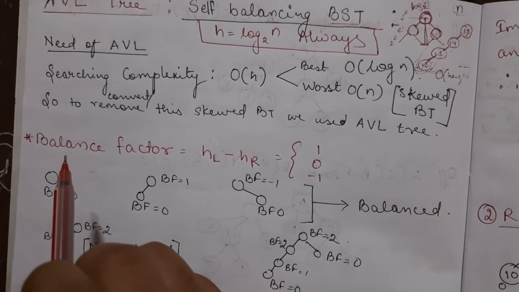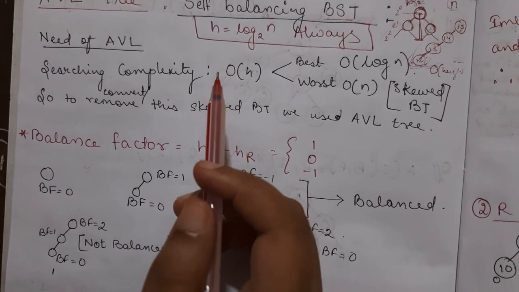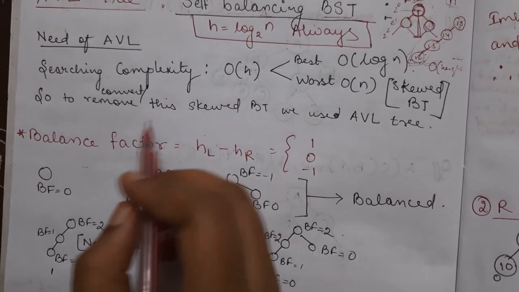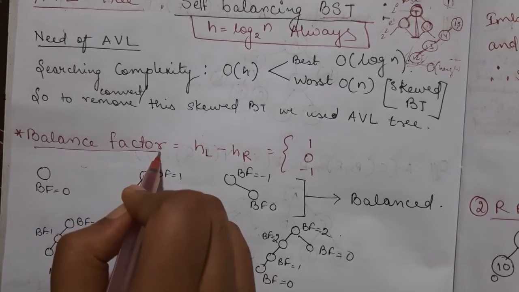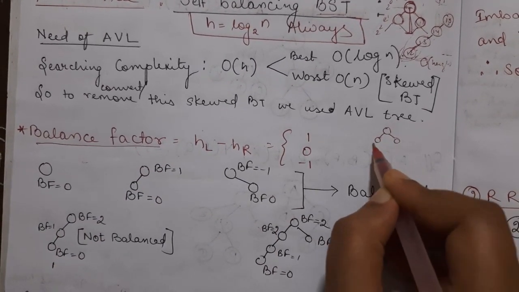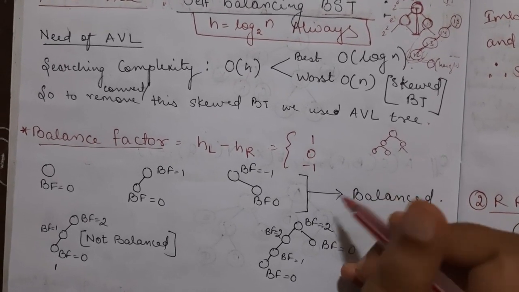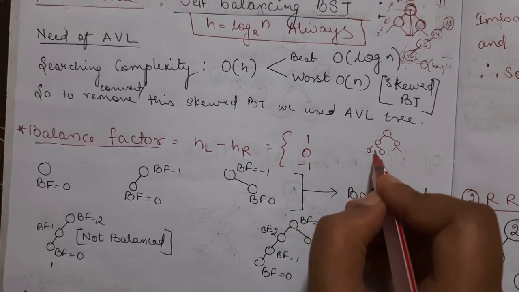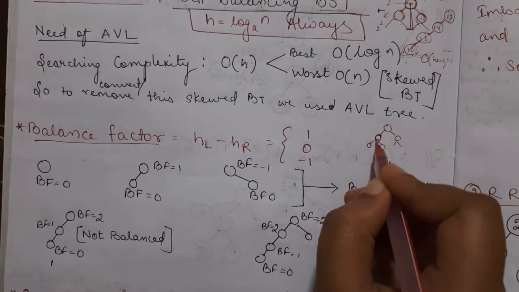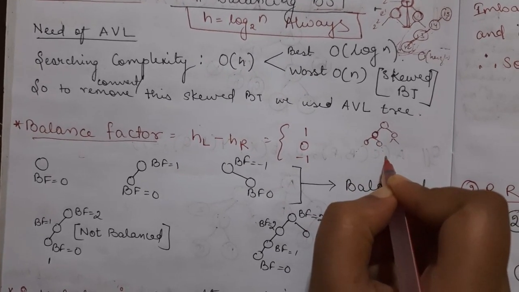So an important factor or the main deciding criterion for a self-balancing BST is the balance factor. It means for each node in the tree we need to calculate the balance factor. So how to calculate the balance factor? It means height of the left subtree minus height of the right subtree.